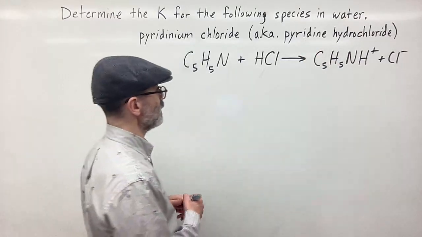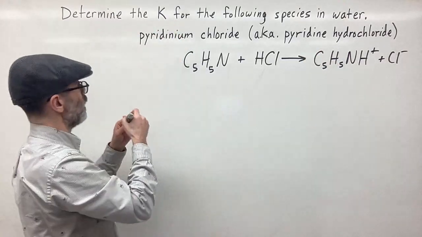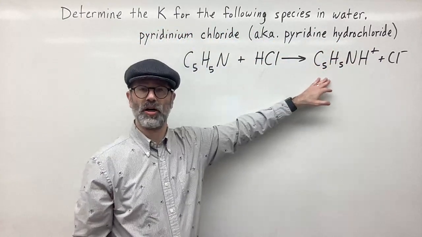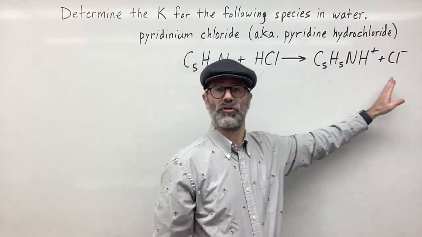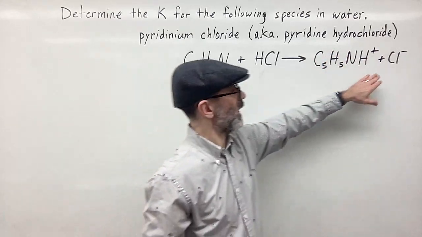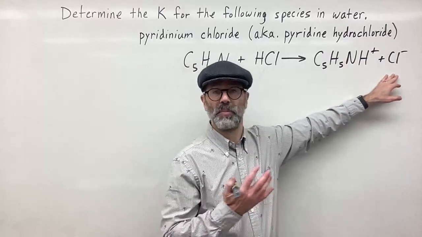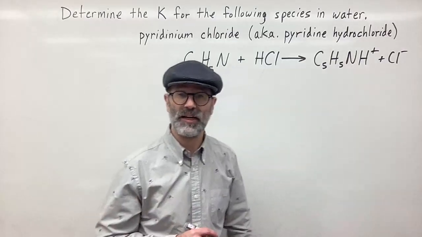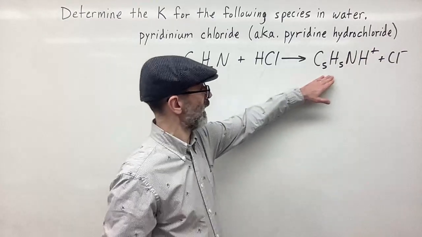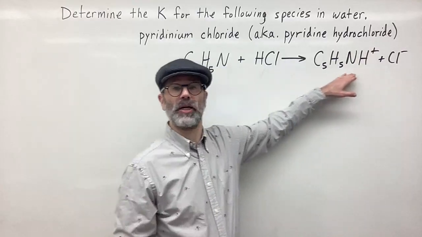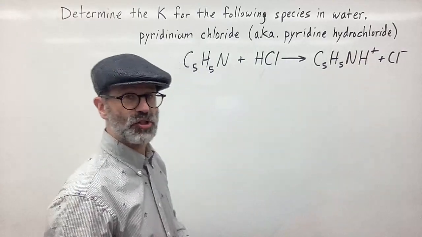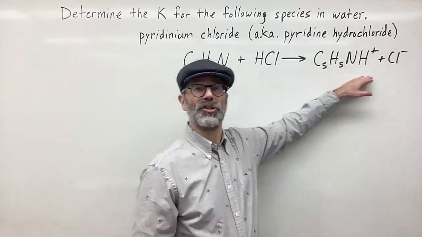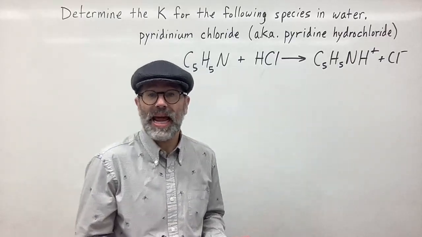And so when you ask the question, determine the K for the following species in water, you put this in water and it's going to dissolve into these ions. The chloride ion is the conjugate base of a strong acid, so it's neutral in water and won't have any effect. So the main species we're looking at is this one right here. We want to find the K value for this. Since this is a conjugate acid of a weak base, it's going to be the Ka.